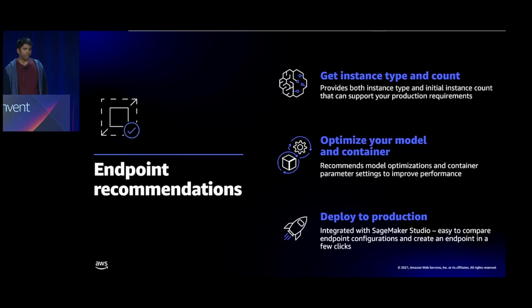And to dive deeper into what the recommendations actually include, Inference Recommender, in addition to your instance type, provides you an initial instance count. So if you're setting up a request-based auto-scaling policy, you'd want an initial instance count that meets your throughput and latency constraints. And that's exactly what Inference Recommender provides from its recommendations.